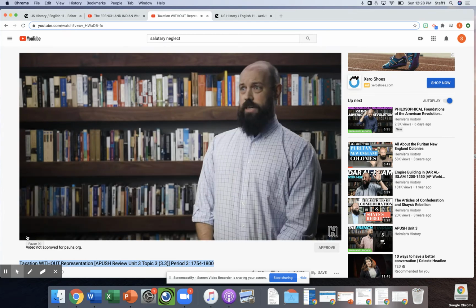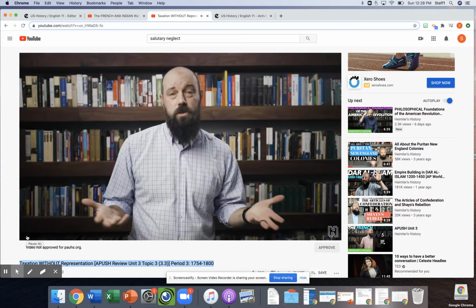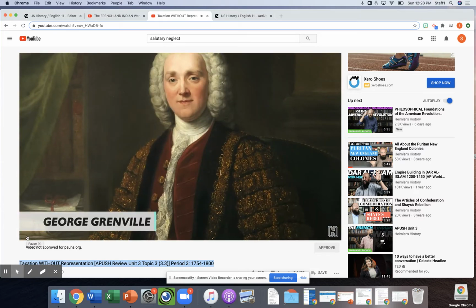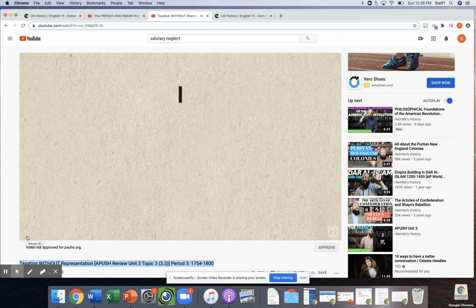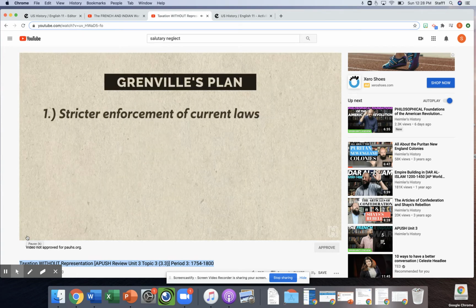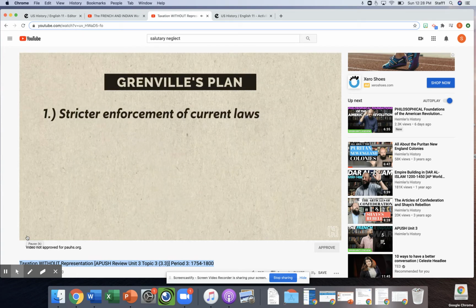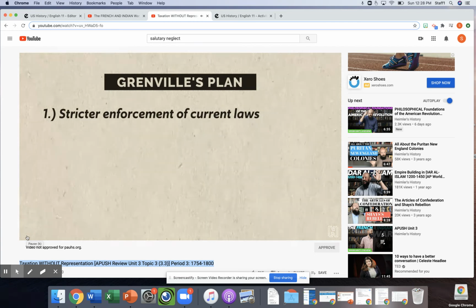Situation went on for a long time, but now that Britain was in serious need of some cash, they were like, salutary neglect? Shut it down. So in order to regain control of the colonies, British Prime Minister George Grenville implemented a three-pronged plan. The first part of the plan included stricter enforcement of the current laws like the Navigation Act, which, as I mentioned, colonists routinely avoided through smuggling.